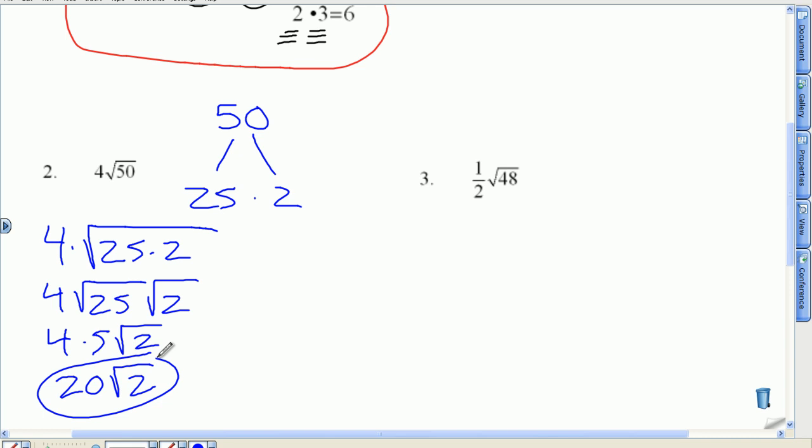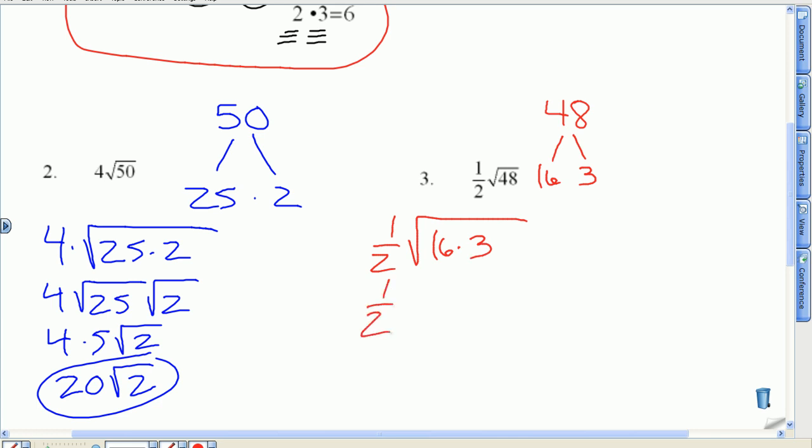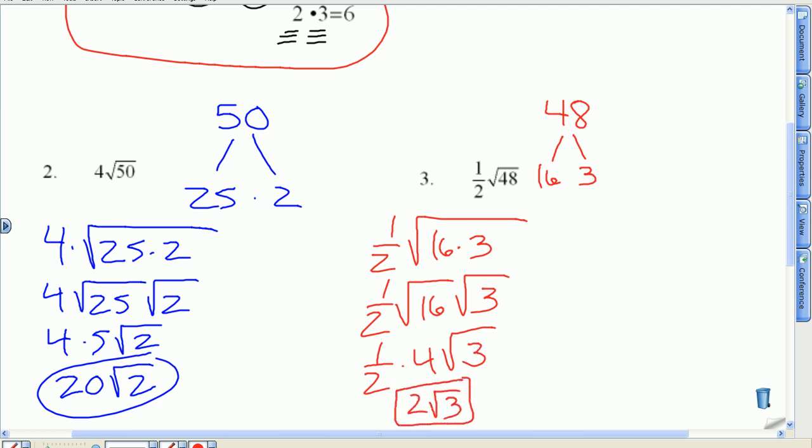Let's switch colors here just for clarity. For number 3, 1/2 radical 48. There's good choices and bad choices here. 48 is kind of a complicated problem. Ultimately, the best choice would be 16 and 3. We can do 1/2 radical 16 times 3, which is 1/2 radical 16, radical 3. And the square root of 16 is 4. Before you finish, what's half of 4? That's 2. 2 radical 3 would be the simplified version of 1/2 radical 48.